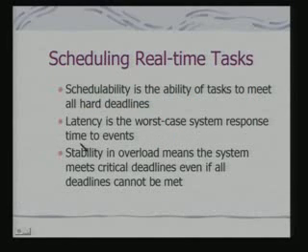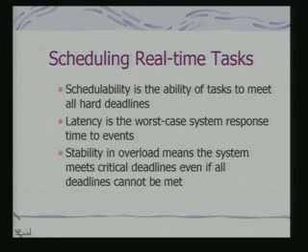Now when we schedule real time tasks, an important issue becomes schedulability. It is the ability of the task to meet all deadlines or not, because not all tasks can be admitted to meet the deadlines. Latency is the worst case system time to events. And stability in overload means the system meets critical deadlines even if all deadlines cannot be met. So there is a distinction, and you meet those deadlines even when load on the system is high.